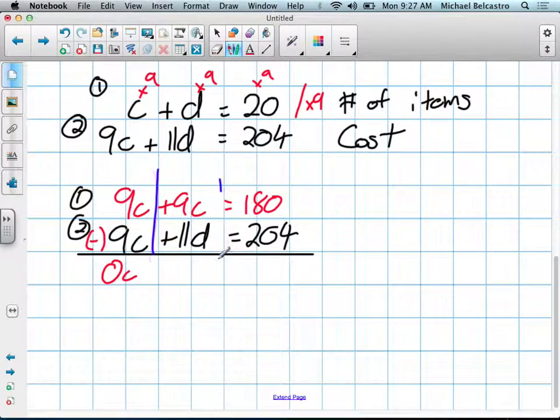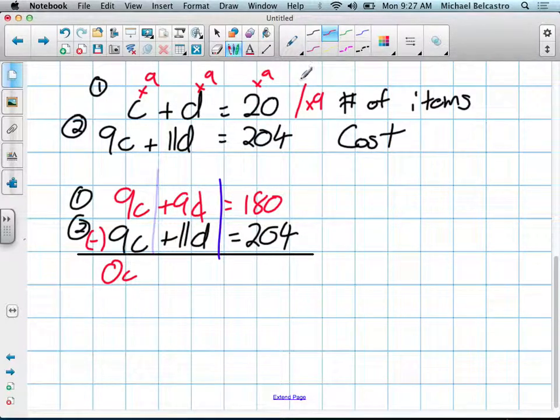9D, subtract 11D. Oh, that shouldn't be a C. Sorry. Nobody picked that up. 9D. Subtract 11D. What's that going to give us? Negative 2D. And finally, 180 subtract 204. Negative 24. Good. All right.